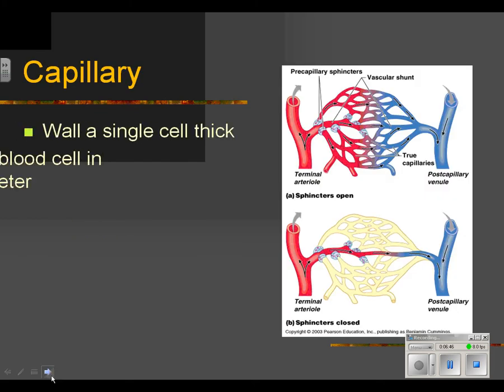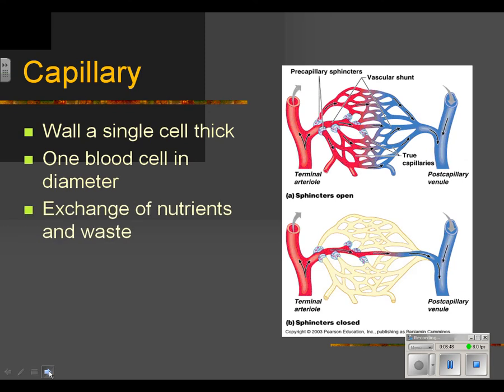Capillaries occur in capillary beds, generally. Their walls are a single cell thick. A single cell thick, so they're very, very thin walled. They're one blood cell in diameter. So blood cells go through the capillaries one at a time.